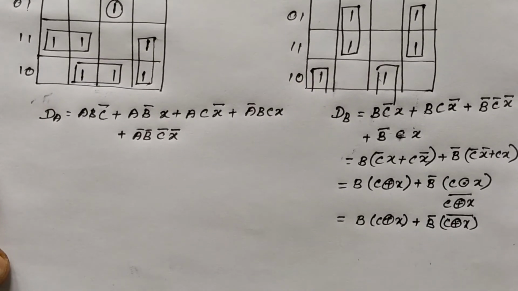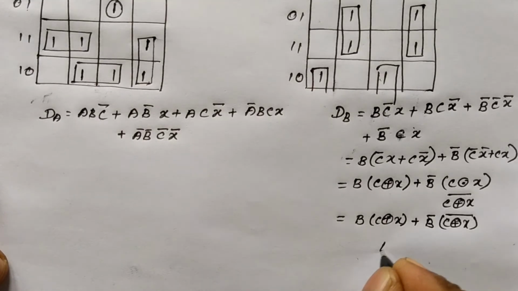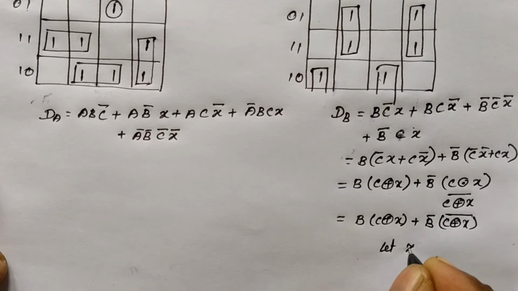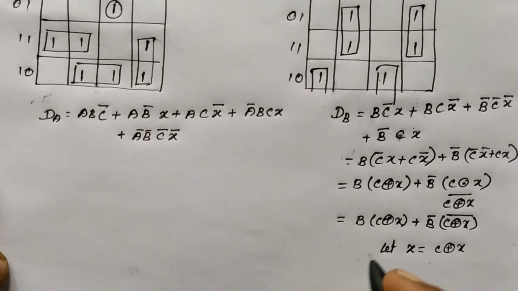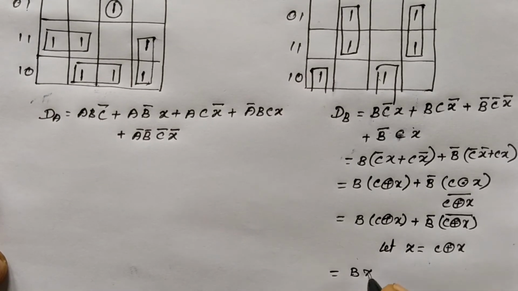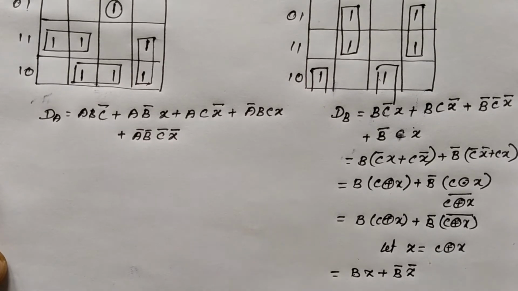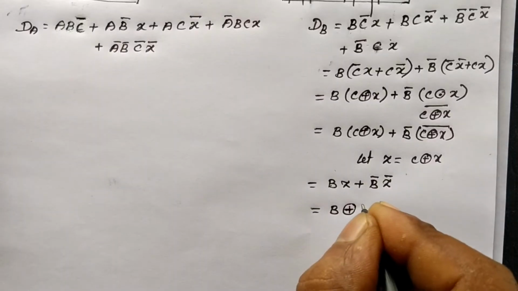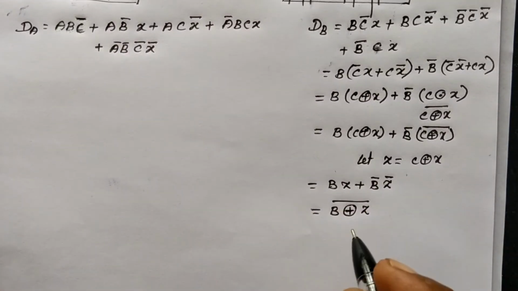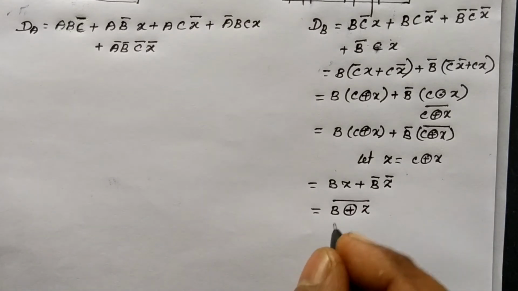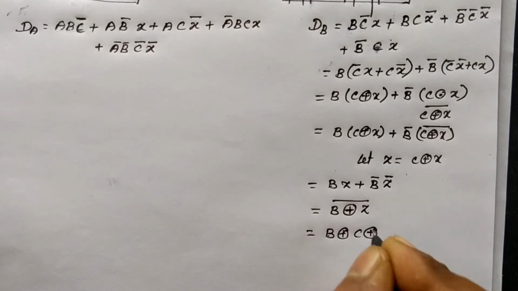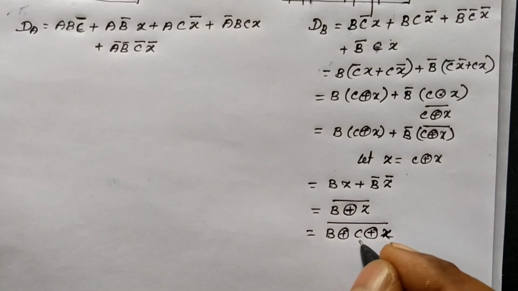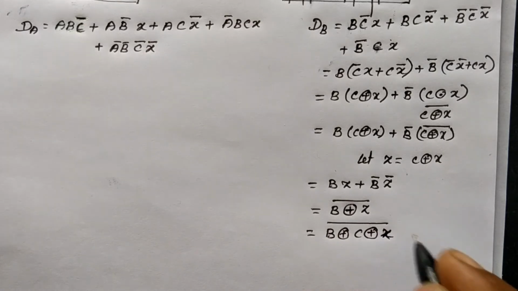So here we can write again this one as, consider, let some Z is equal to C XOR X. Therefore here the value is equal to B Z plus B bar Z bar, again which is of the form XNOR operation. Therefore B XOR Z whole bar. So here Z is replaced by C XOR X. Therefore B XOR C XOR X the whole bar.